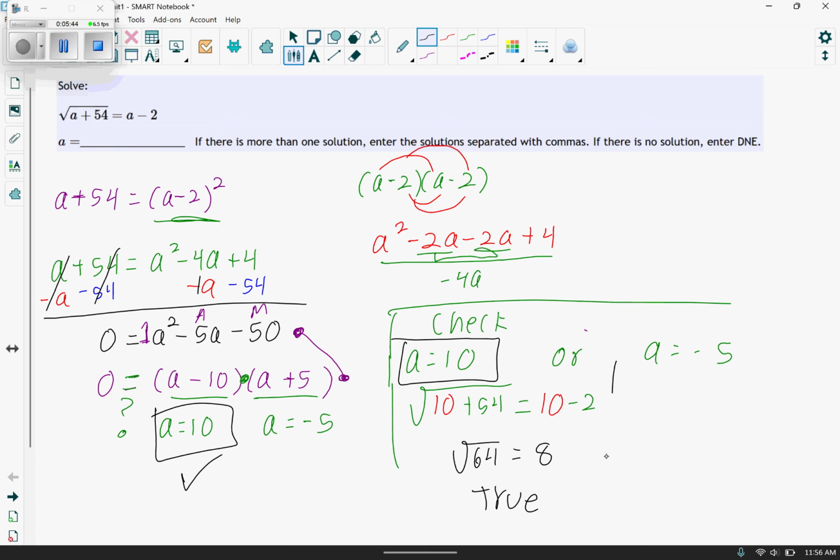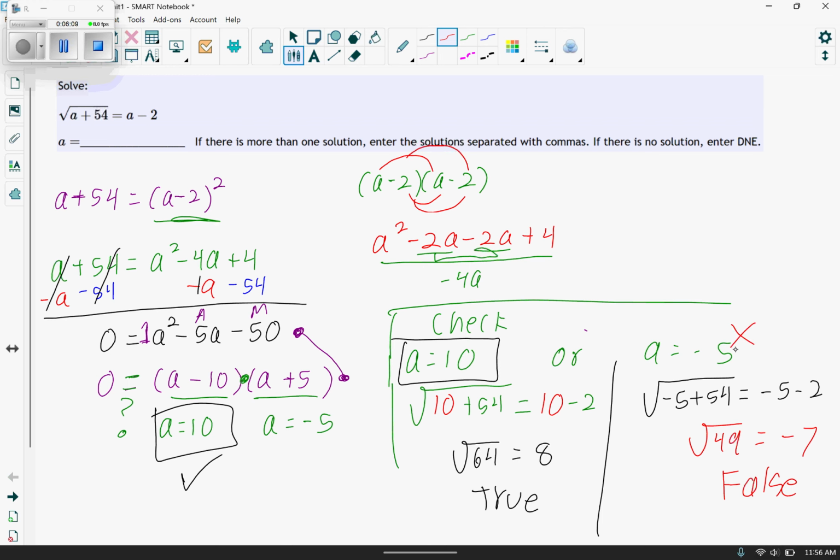Let's see what happens when I plug in -5. So let's see, I'm going to get the square root of -5 plus 54. Is that equal to -5 minus 2? Well, let's see. I'm going to get the square root of 49 equals -7. That is false, okay, because the square root of 49 equals +7, not -7. So -5 is not going to work. So just cross through it. You do not want to include that as part of your solution.